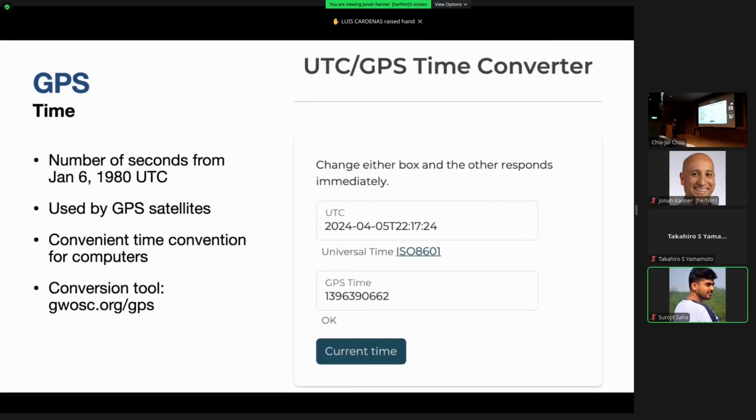Just a note on GPS, if you're not familiar with it, it's integer seconds counting from a starting date. The starting date doesn't matter most of the time, but it happens to be a date in 1980. We provide a tool on the website to convert times, at gwosc.org/GPS, and you can put in a date and it'll give you the GPS time. Very simple.